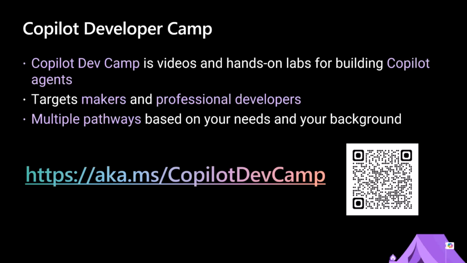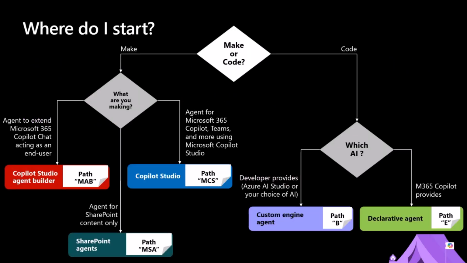aka.ms/copilot.camp is the URL where you can find additional content and all the training material. Just to give you an idea, we cover in that training material different areas, whether you are a developer with a pro code approach or whether you are a maker with a low code or no code approach. We will get you covered. And today we are in the area of Copilot Studio and MCS, which is the pathway where you can learn how to extend Copilot with Microsoft Copilot Studio.